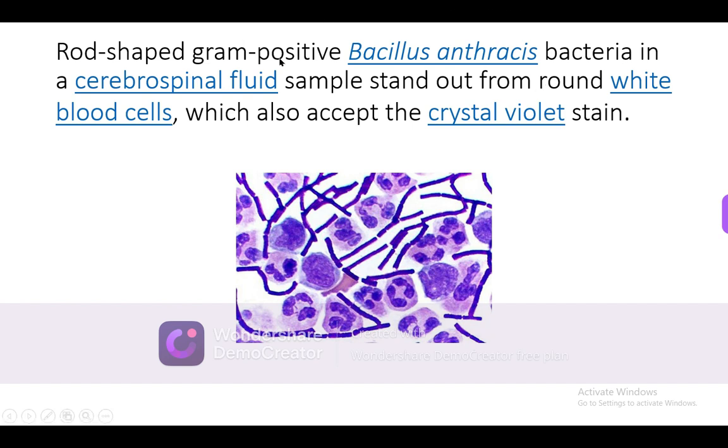Now the rod-shaped gram-positive Bacillus anthracis bacteria in the cerebrospinal fluid are demonstrated. The round cells are white blood cells. In between, see the rods. These rods are crystal violet in color. Because they are crystal violet, they are gram-positive bacilli inside the cerebrospinal fluid, and here they are demonstrating Bacillus anthracis.